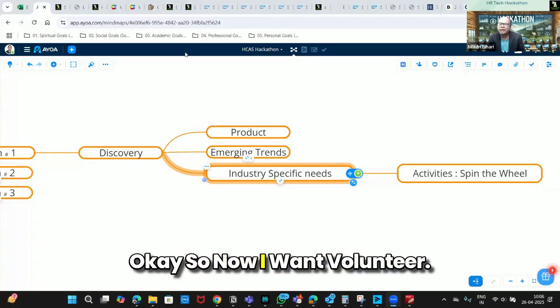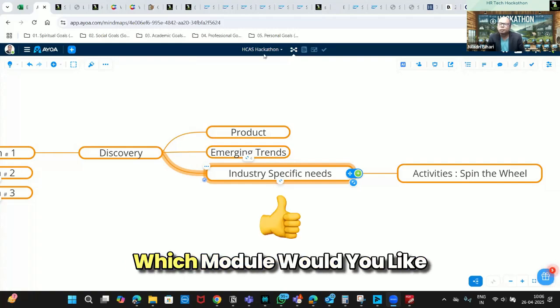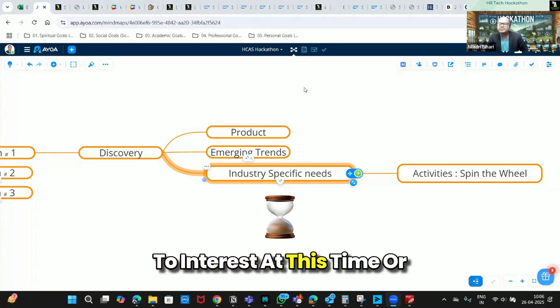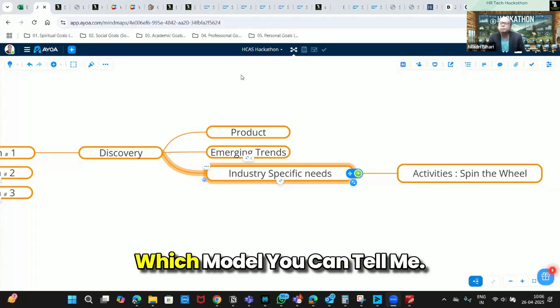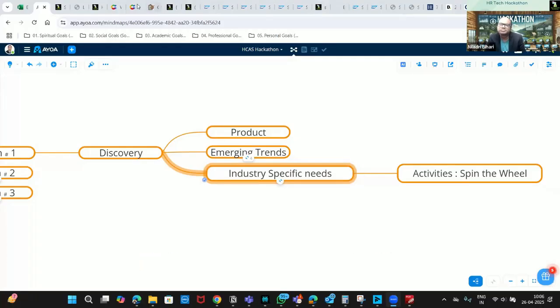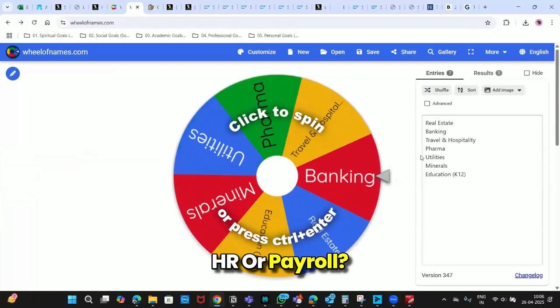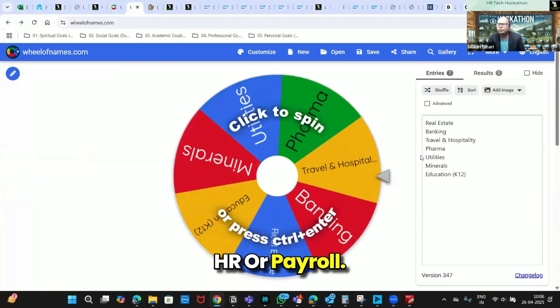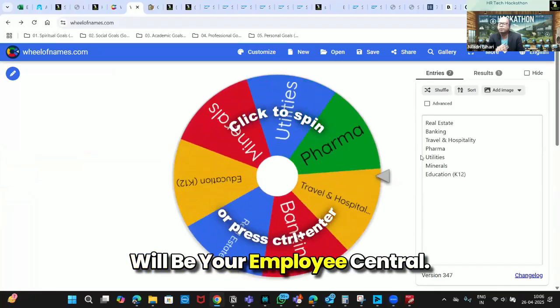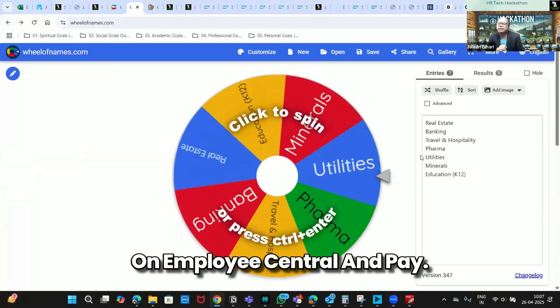So now I want volunteers. Maybe Mohina and Simran, which module would you like to choose at this time, or in which industry? Tell me the module, and according to that, I will spin the wheel for you. For me, HR or payroll, either one. HR or payroll, when I say that, it will be your Employee Central, right? Yes. So you can focus on Employee Central and payroll.